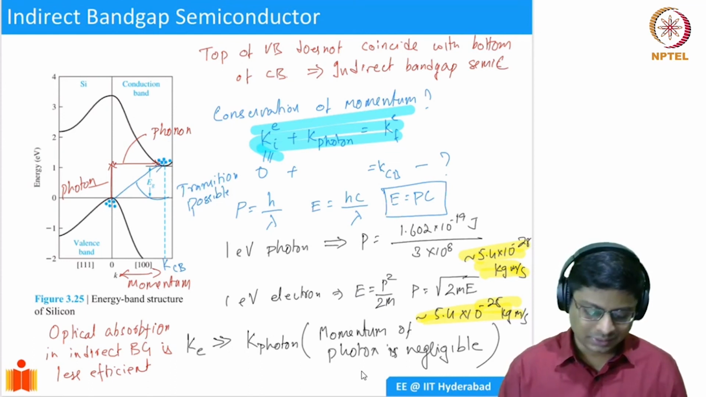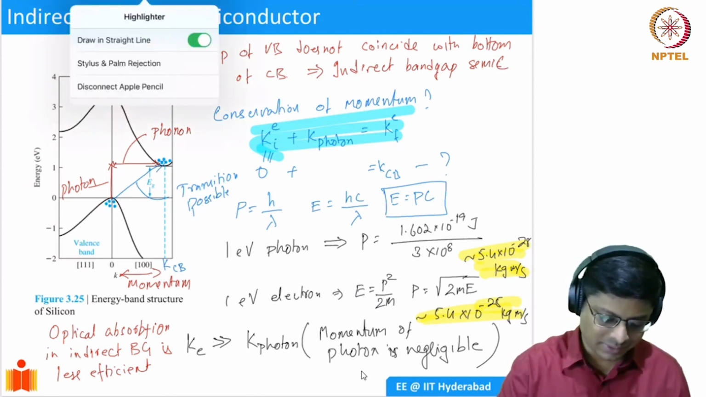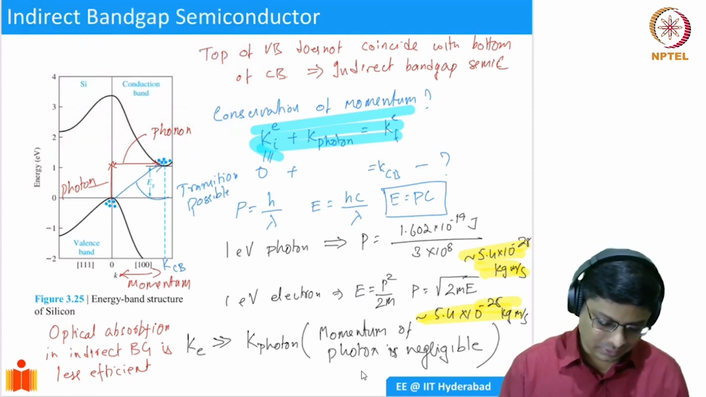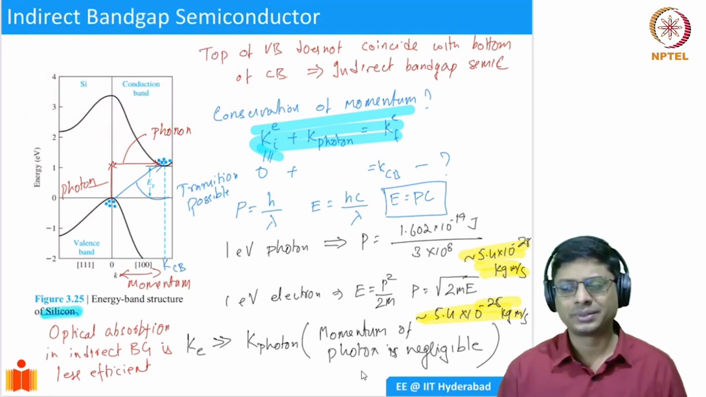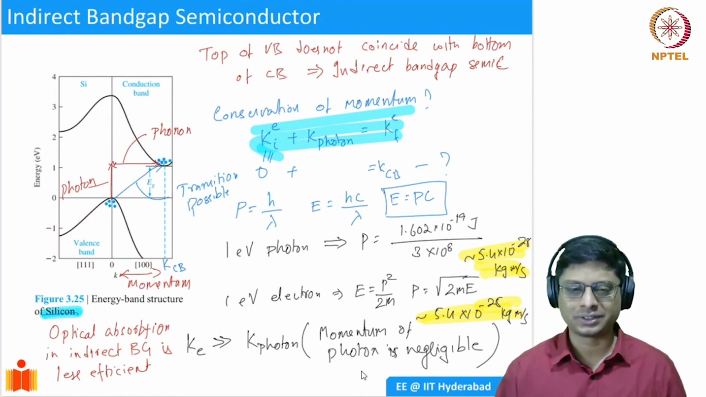Typically, most of the popular semiconductors are all indirect bandgap, unfortunately. So this is silicon. Silicon is an indirect bandgap semiconductor, and so is germanium. You might ask, then why is silicon the most popular semiconductor, since it looks like it's less efficient?